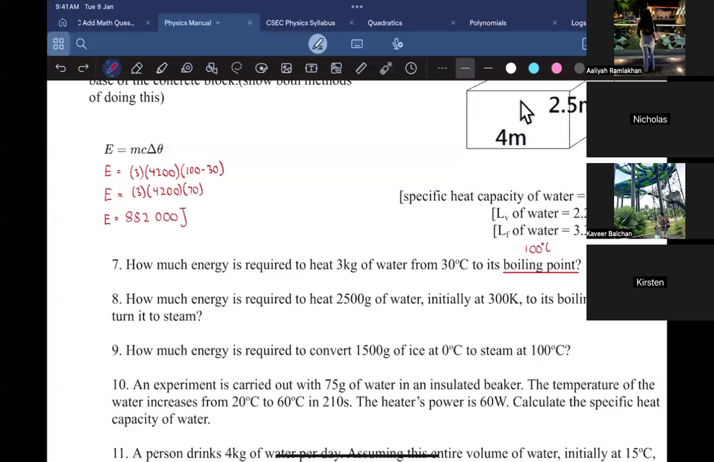Was that hard? Nope. That was lightweight. Nicholas, not easy, right? That was real easy. Yeah. Alia, what about you?